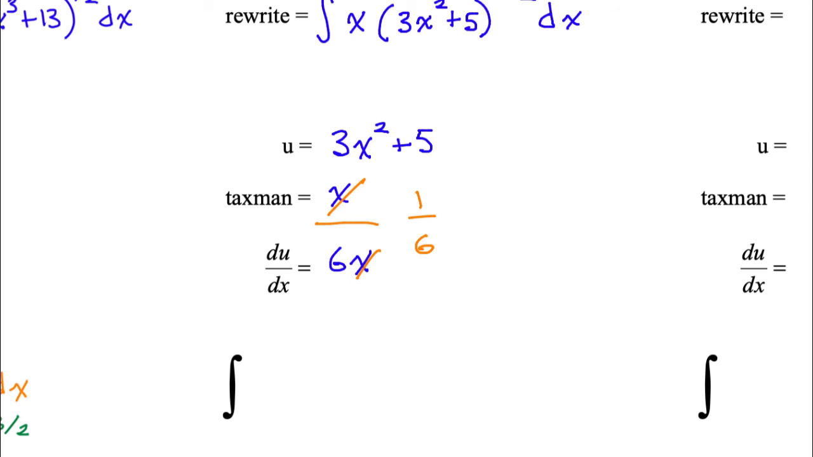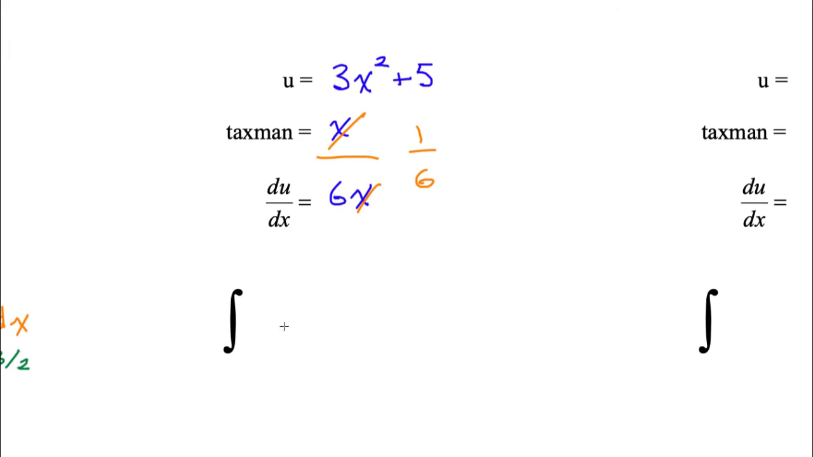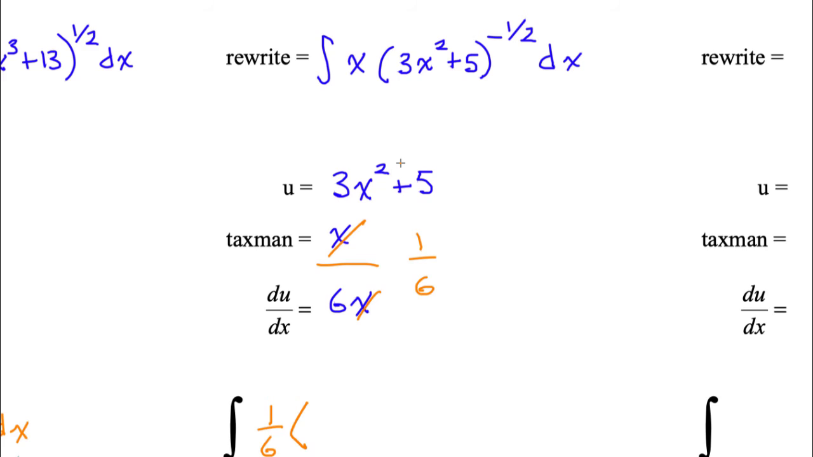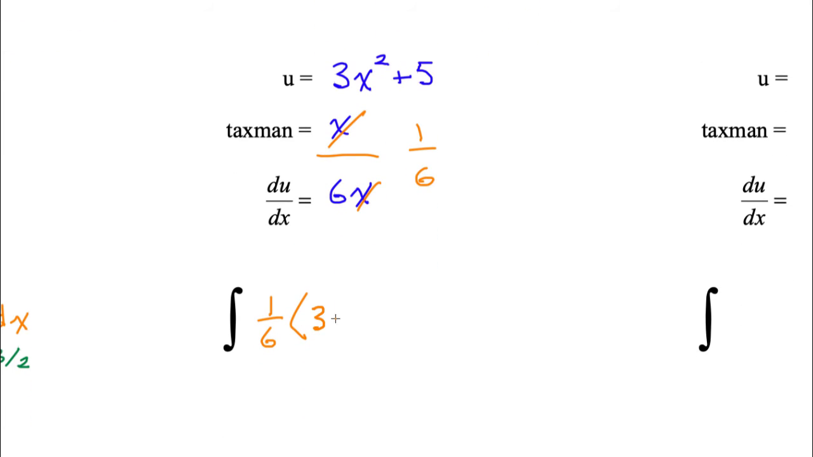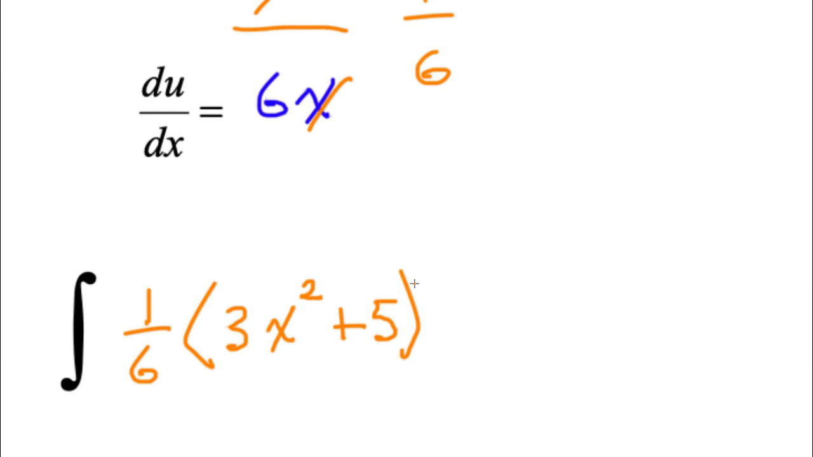So coming down here, we're going to rewrite our integral. This x is being paid with 1/6, so I have 1/6, and this is going to be in parentheses 3x squared plus 5. All of that is to the power of, well, it was negative 1/2. It's going to go up a power now to 1/2. I don't want to do that yet. I am taking the integral. I apologize. It's still negative 1/2 dx.